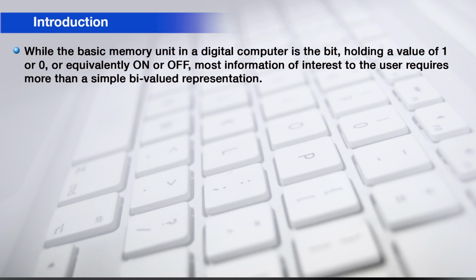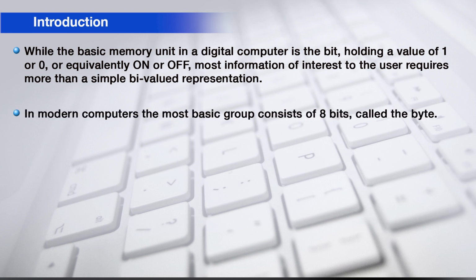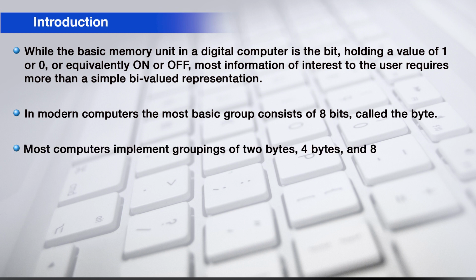Now coming to computer coding, the introduction. While the basic memory unit in a digital computer is the bit, holding a value of 1 or 0, or equivalently on or off, most information of interest to the user requires more than a simple bi-valued representation. In modern computers, the most basic group consists of 8 bits called the byte. Most computers implement grouping of 2 bytes, 4 bytes and 8 bytes.